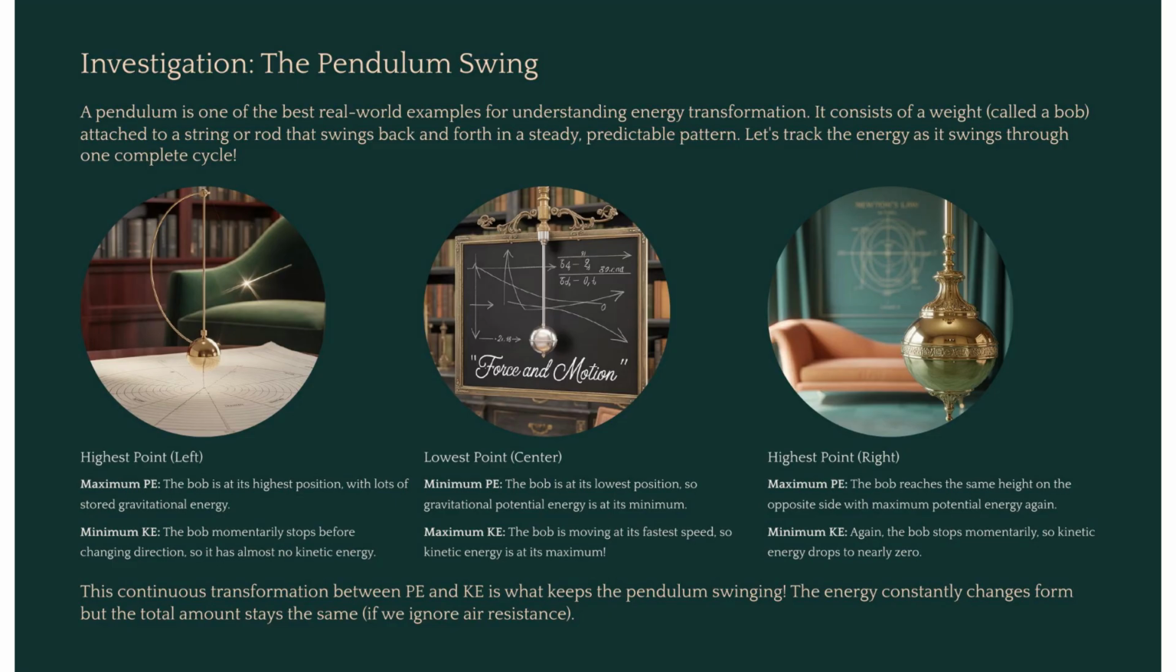Another perfect model for energy changes is a pendulum, a weight swinging back and forth. Think about the moment the pendulum reaches its highest point on either side. It stops for a split second, so its kinetic energy is zero, and all the energy is stored as potential energy. Then, as it swings down and moves fastest through the center, the kinetic energy is at its maximum, and its height, and thus its potential energy, is at its minimum.